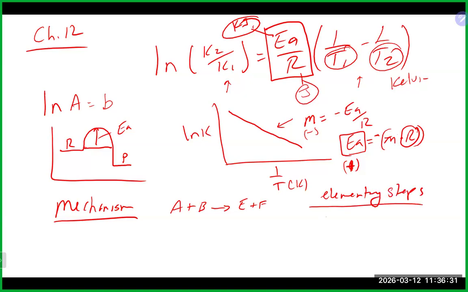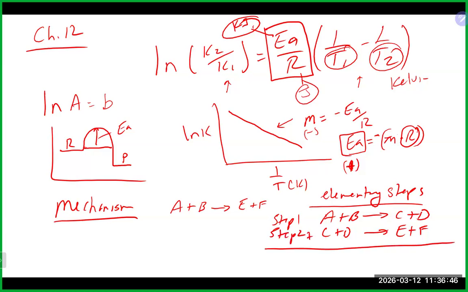So, for example, this reaction may occur by first making C and D in step one. And then maybe in step two, C and D go away and we make E and F. We can get the overall reaction by adding these together. Anything on opposite sides of the arrow that are the same will cancel or reduce down, and that'll leave us our overall reaction here of A plus B goes to E plus F.